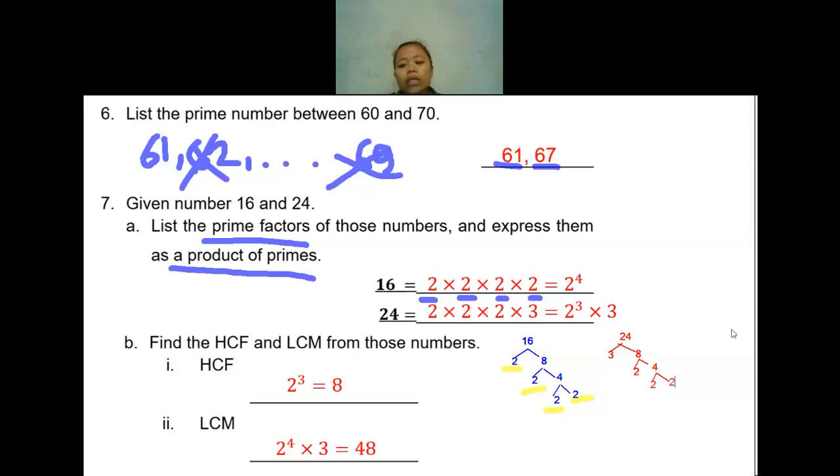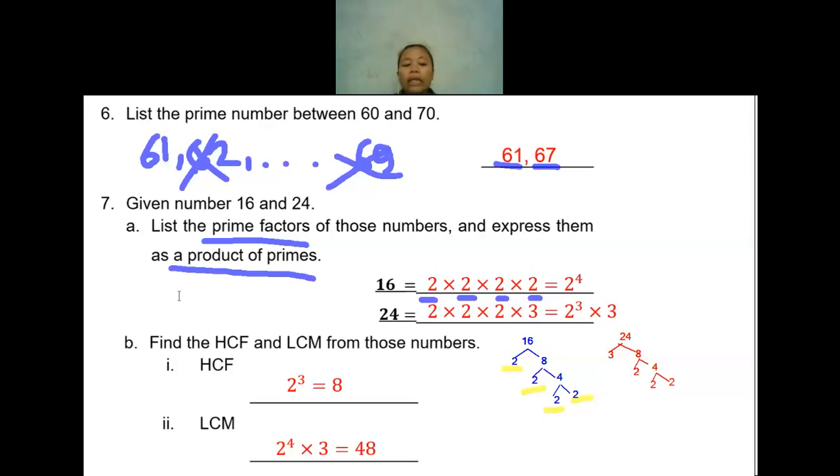Okay, is there anyone having any question or still getting confused? No? Okay, if you have no confusion, so here we have 3 numbers of 2 and in the factor tree of 24, 1 number of 3. That's why I will get it as 2 to the power of 3 times 3.